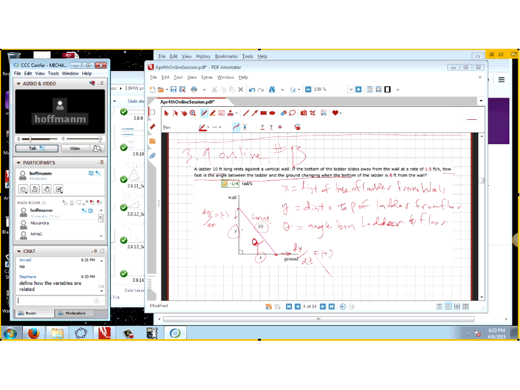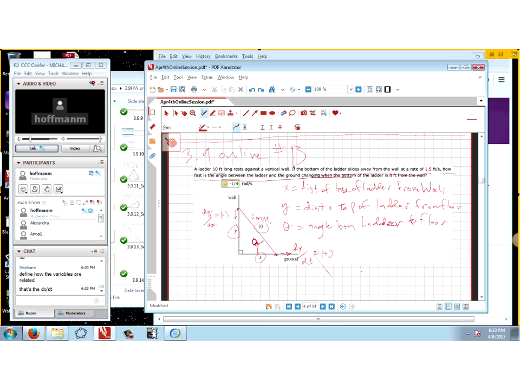Great! Okay, now before we do that, let's make sure we got all our knowns. The bottom of the ladder slides away from the wall at a rate of 1.5 feet per second. Wow. So that's going to be the question. Here's the question. That's right. So let's just translate the question straight to calculus. If dx/dt is equal to a positive 1.5 feet per second.